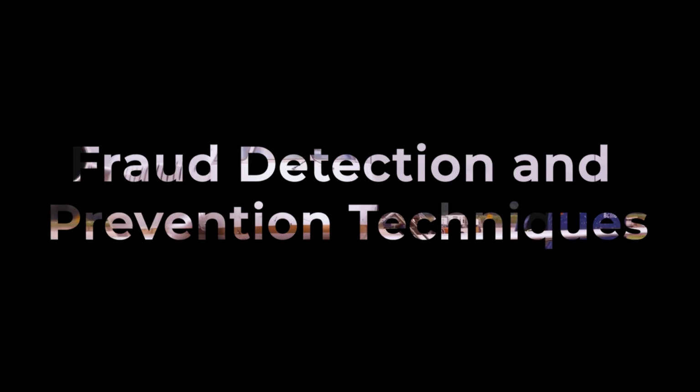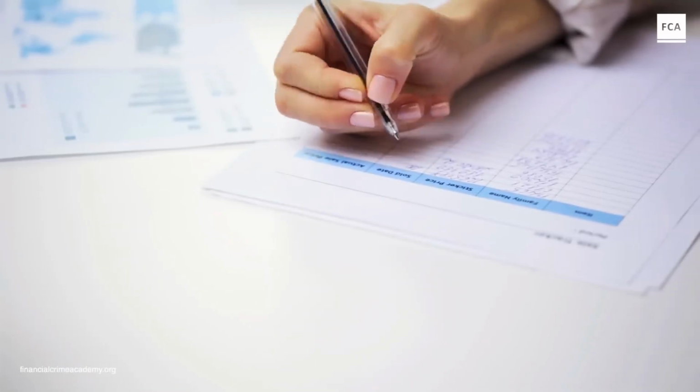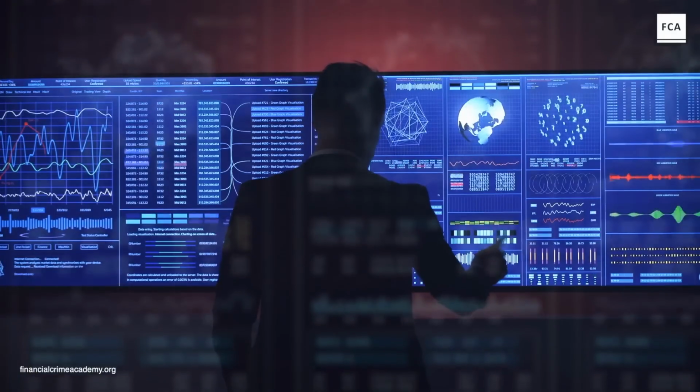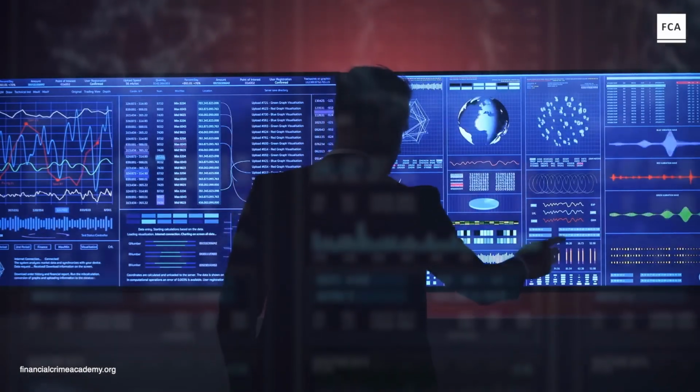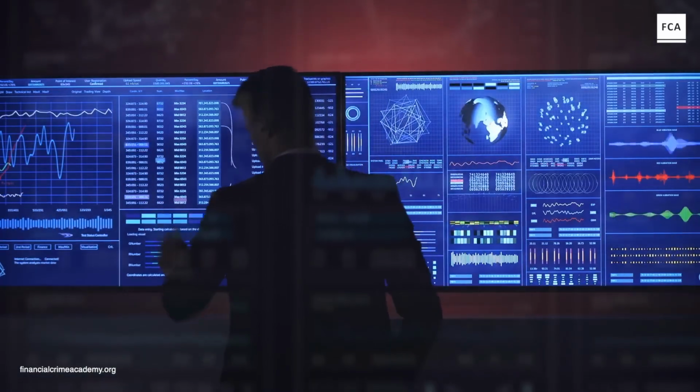Fraud detection and prevention techniques. Fraud remains a significant threat in the financial sector. As fraudulent schemes grow more sophisticated, businesses are adopting advanced technologies and strategies to detect and prevent fraud.